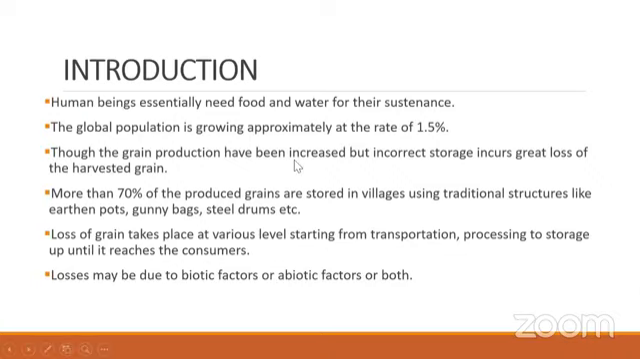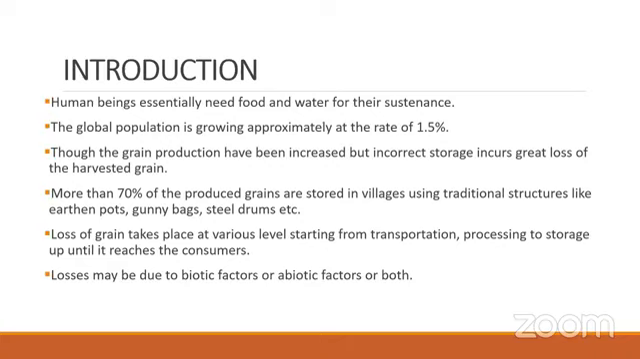Considering the global population is rising at a very high pace, we need to increase our production as well as our storage measures. 70% of the grains produced are stored in villages using traditional structures like earthen pots, gunny bags, steel drums, or even bamboo baskets, which are not helpful for storing grain for a very long period of time. Moreover, loss of grain starts right after harvesting itself. When the crop is transported, during processing, and up until storage and consumption, a lot of grain loss takes place.